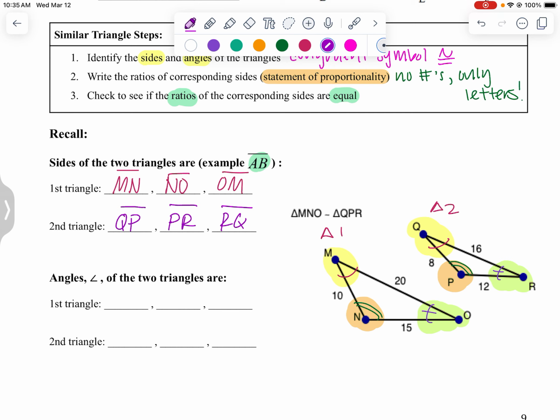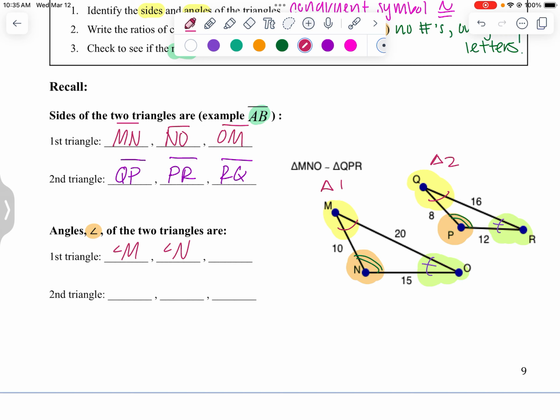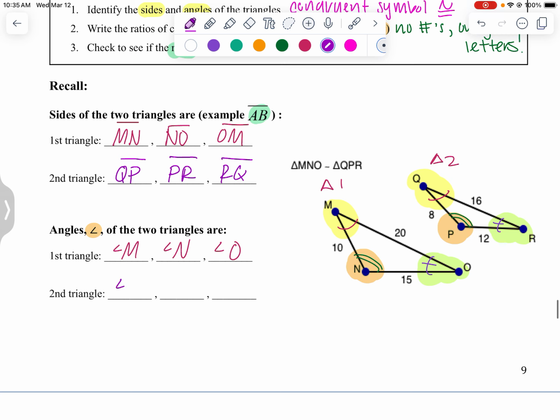Now I have my angles. For my angles, I need to make sure that I use the symbol of an angle, and I'm just matching up the angles. The angles on my first triangle are angle M, angle N, and angle O. The angles on my second triangle are angle Q, angle P, and angle R. So it's really important to label both the sides and the angles of our two different triangles. And we'll see how this connects to the next page.